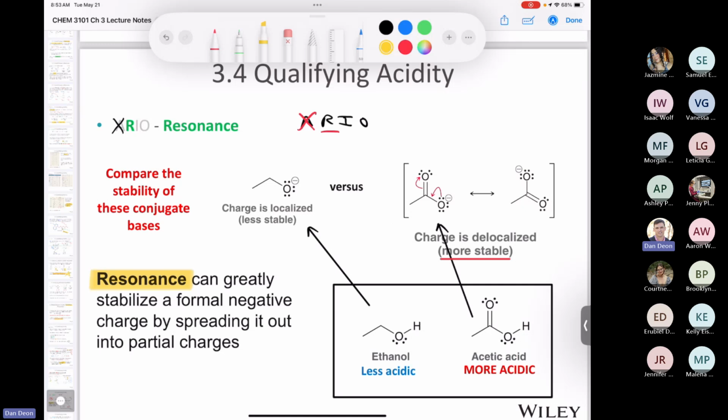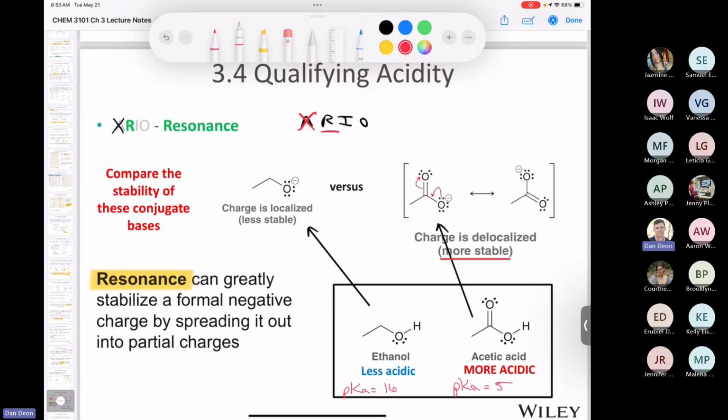And if you compare the pKa of acetic acid and ethanol, if we just write down approximate values, we'll put here pKa for acetic acid. It said 4.75. We'll just write 5. And the pKa of ethanol was around 16. So you can see clearly that acetic acid is more acidic.